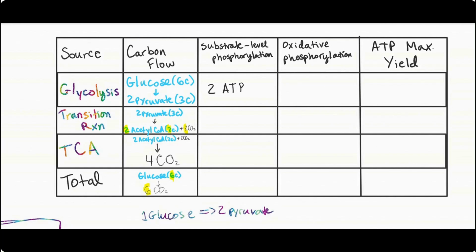Then in the transition reaction, we produce NADH, right? But we don't actually produce any direct ATP.